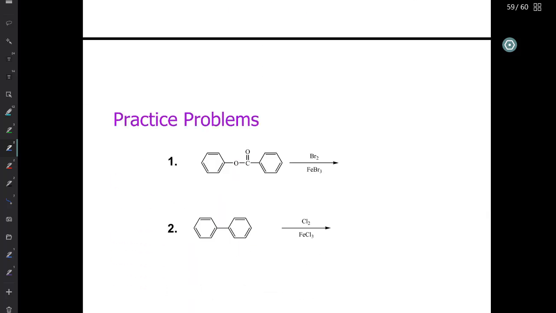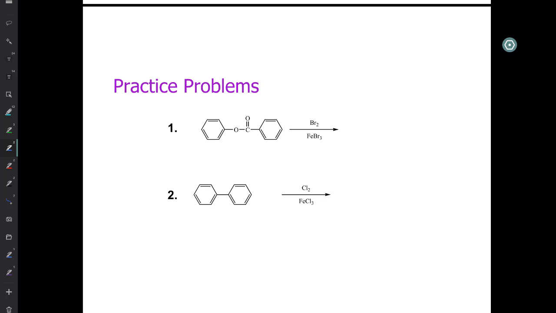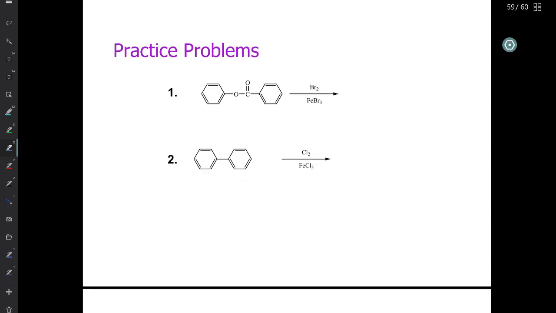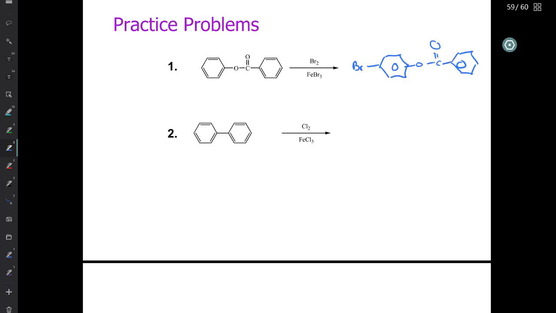So what happens with these? There's some practice problems for polycyclic aromatic systems, right? Where does the substituent most likely add? So why don't you go ahead? I'm going to pause the video. You pause the video, and then I'm going to write the answers in, and you can see if what you get jives with what I come up with for an answer.